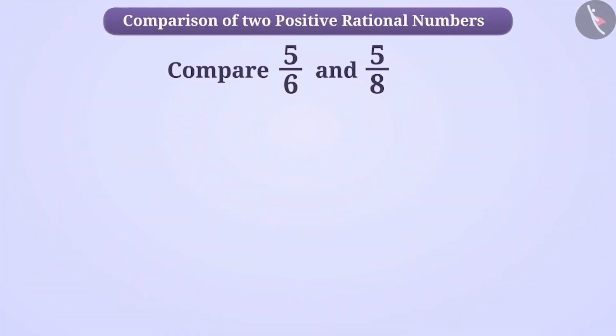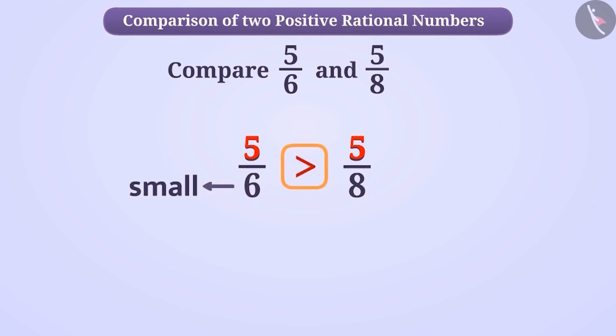Similarly, if the numerators of two rational numbers are equal and their denominators are unequal, then the rational number whose denominator is smaller is the greater rational number. For example, in 5 by 6 and 5 by 8, 5 by 6 is greater than 5 by 8.